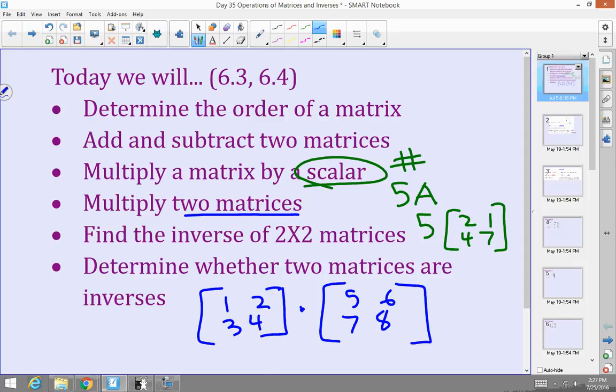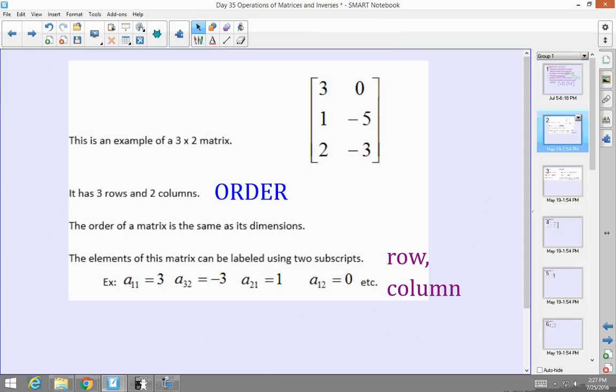And along with multiplying two matrices together, that will help us understand what it means to find an inverse of a 2 by 2 matrix. So let's take a look at these things, starting with organizing what a matrix is. So remember, a matrix helps organize data into rows and columns.